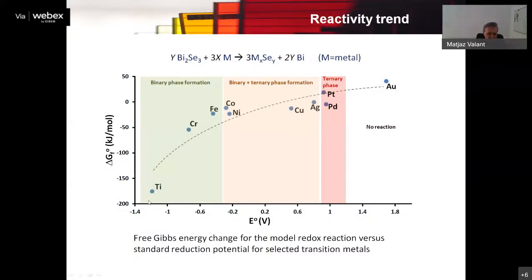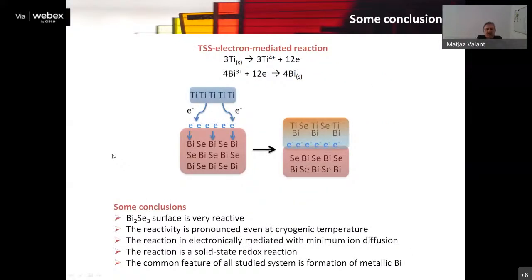And then we ask ourselves, and that is more or less my last slide, why topological surfaces are so reactive. Of course, we can immediately blame the electrons on the top of the topological insulators, because this is how these materials differ from ordinary semiconductors. We do have a lot of electrons on the top. The surface is flooded with electrons, and these electrons can serve as a mediator, or we can also say catalysts, which enable transfer of the electrons required for the solid state reaction from bismuth, in that case, to titanium.